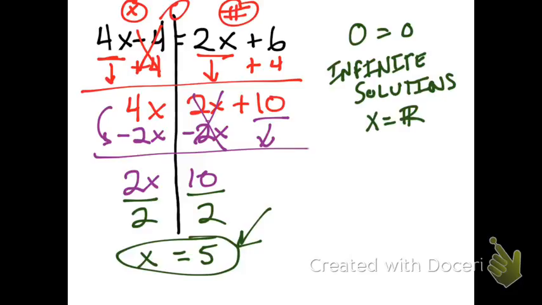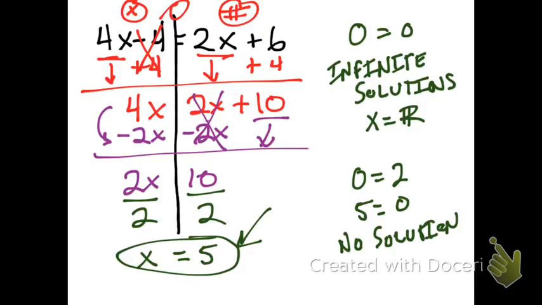Okay, now something else you may see. Say I run into a situation and I have 0 equals 2, or 5 equals 0. So all of your variables cancel out, but you're left with just a number. This is no solutions. This tells you that those two expressions will never be equal to each other no matter what you do. So there is no solution for x. In that case, it'd be acceptable just to say no solutions.